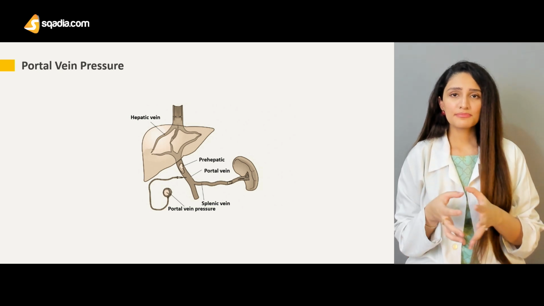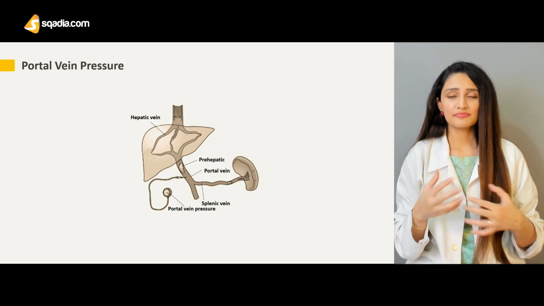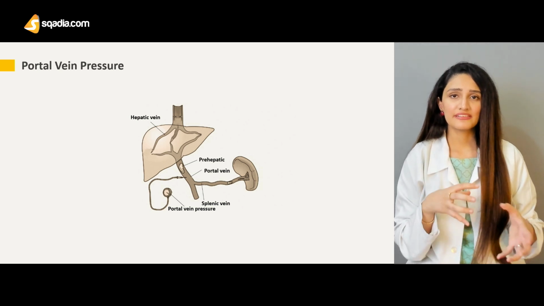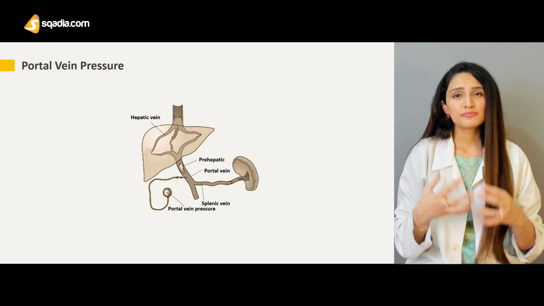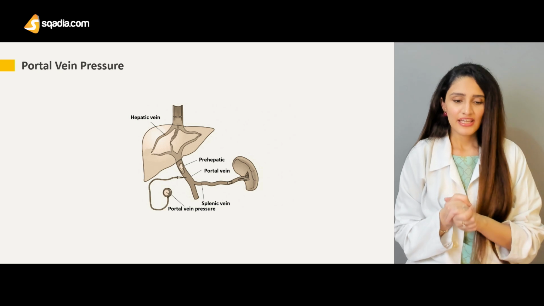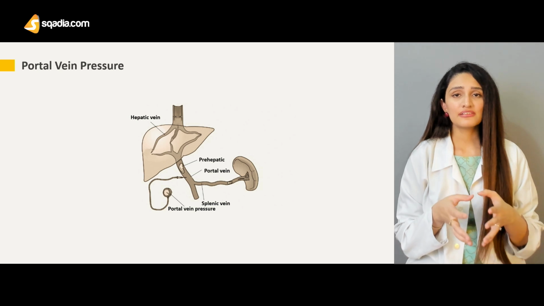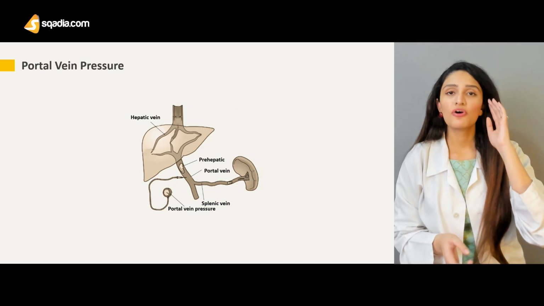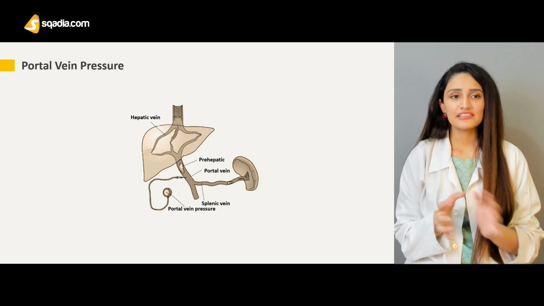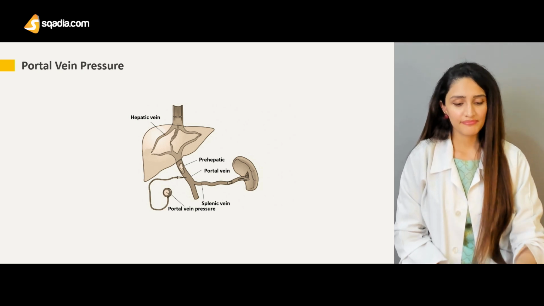The needle is introduced, and the tip is placed into the portal vein, so that the pressure can be measured. This technique is usually done when the hepatic vein pressure gradient is not available, or if there is some sort of complication going on. And this portal vein pressure measurement is usually done in patients with Budd-Chiari syndrome.